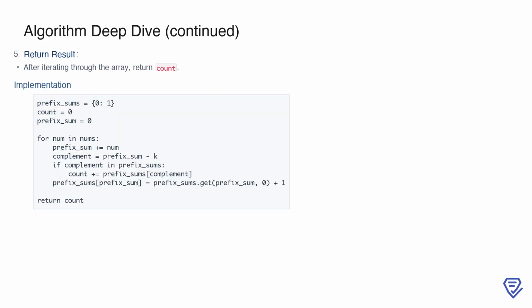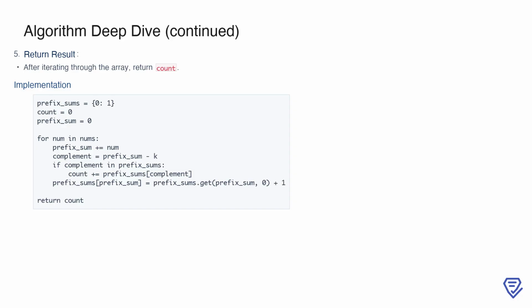After checking for the complement, we update the hash map by incrementing the frequency of the current prefix_sum. This ensures that the hash map always reflects the prefix sums encountered so far. Once we finish iterating through the array, we return the count, which represents the total number of subarrays that sum to k. The Python implementation here demonstrates the optimized approach.